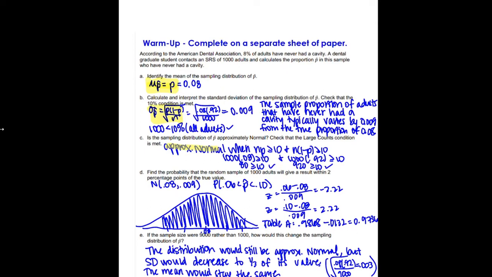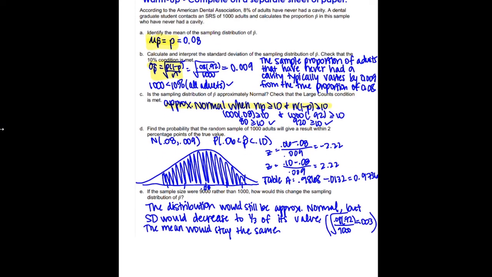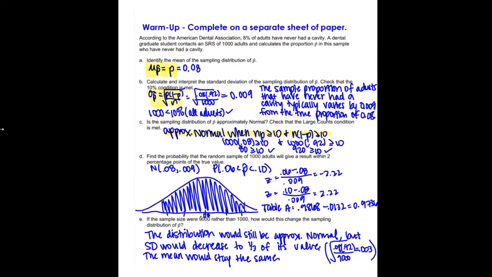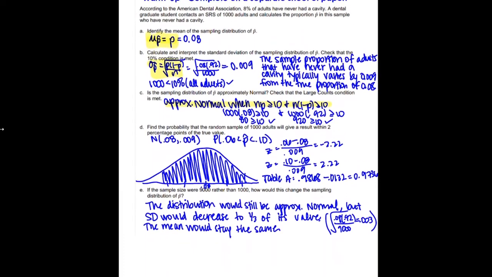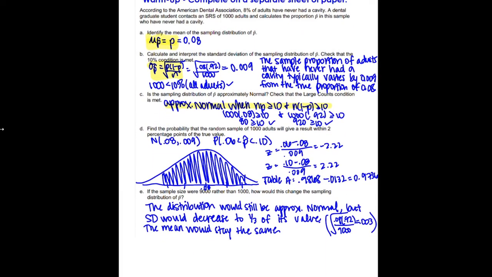This is the rule that we use to check the normal condition. It's called the large counts condition. And then we use the normal curve to answer the question. And so if we increase our sample size to 9,000, everything's still normal because we got bigger, but our standard deviation is a third the size because of multiplying the denominator by 9, basically. Pull it out of the square root and it's 1/3 the size.